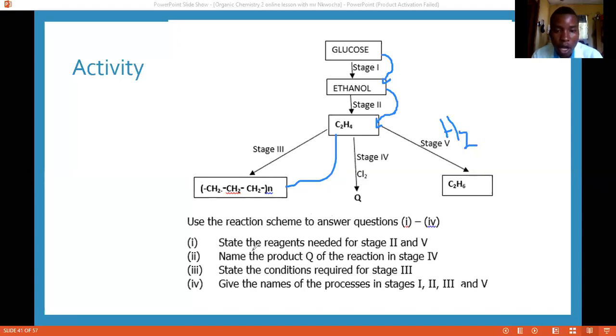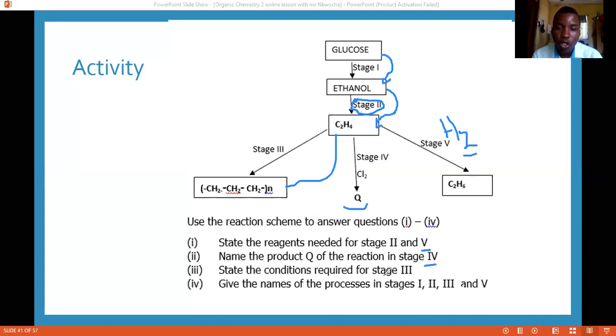Do you have anything here? State the reagent needed for stage 2. What is stage 2? Where is stage 2? What reagent did you use here? Concentrated tetraoxosulfate 6 acid, that's H2SO4. That was the reagent needed in stage 2. What is the reagent needed in stage 5? Hydrogen. What is the name of the product formed in stage 4? Where chlorine is added. So 1,2-dichloroethane, that's the name of the product.